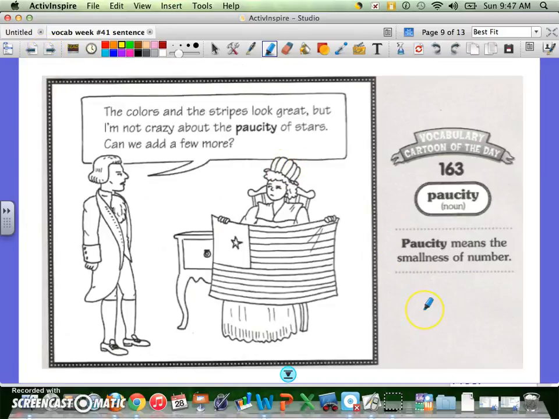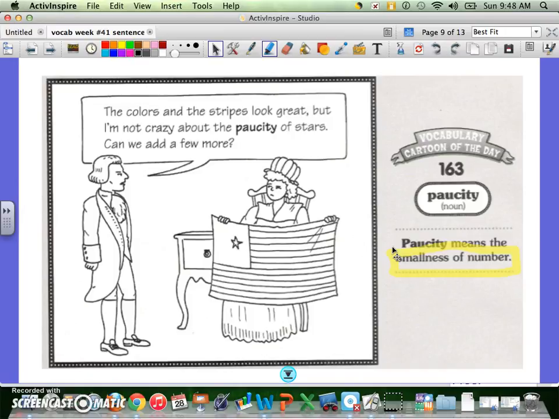Alright, our next word is paucity. Paucity is a noun, and we know that nouns are people, places, things, or ideas. Paucity is a word that names anything that is very small in number. So just like with other kinds of nouns, you can talk about the paucity of something. It's not an adjective, so you're not going to describe something and say, that's a paucity box. That is not grammatically correct.